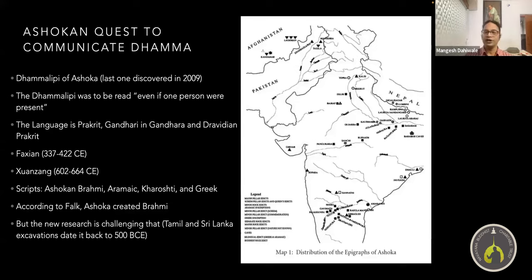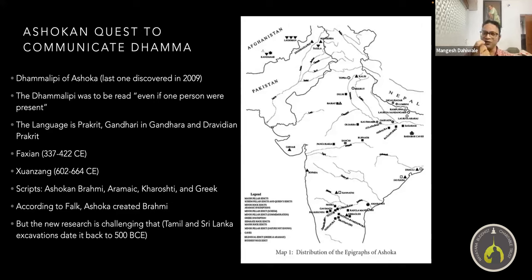And we know that the Buddha emphasized discussion and dialogue, and therefore most of the time we see the Buddhist Sutras as questions to the Buddha and the Buddha's answers to them. So Ashoka invented the Dhamma Lipi. Let's assume that for the moment, because more scholarship is now tending towards that. And the Dhamma Lipi was to be read even if only one person were present. So all these inscriptions, all these pillars which Ashoka erected, were meant to be read.